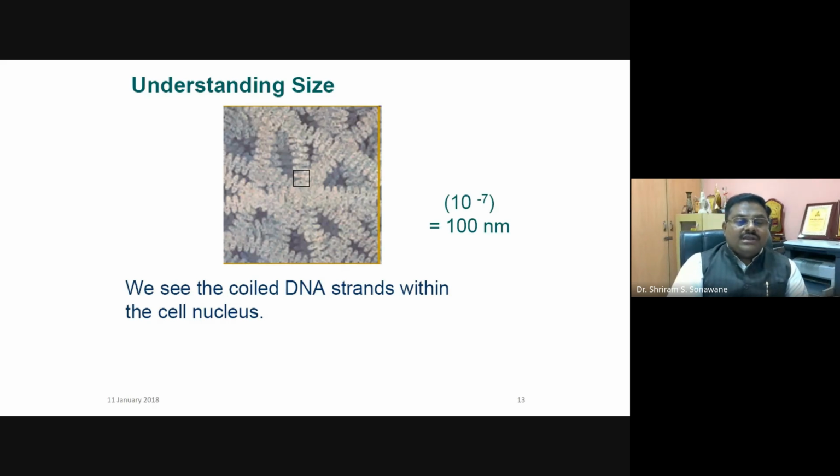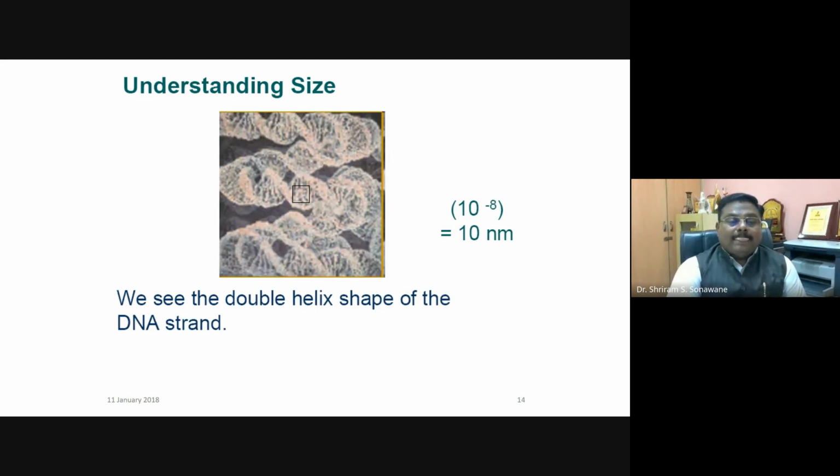So we see the coiled DNA strands within the cell's nucleus. Now see the importance of scale. From that man's hand, which previously looked very classical, now at a nanometric range scale, with finer and finer or higher magnification, if we look at a special part of the man's hand, we can see the coiled DNA strands within the cell's nucleus. Next slide.